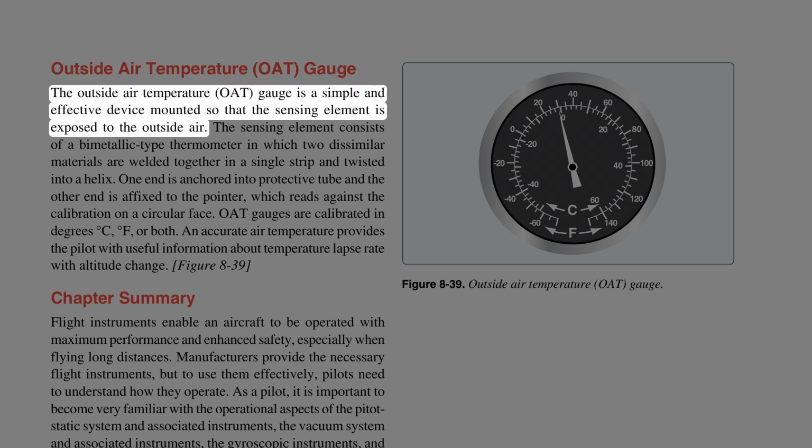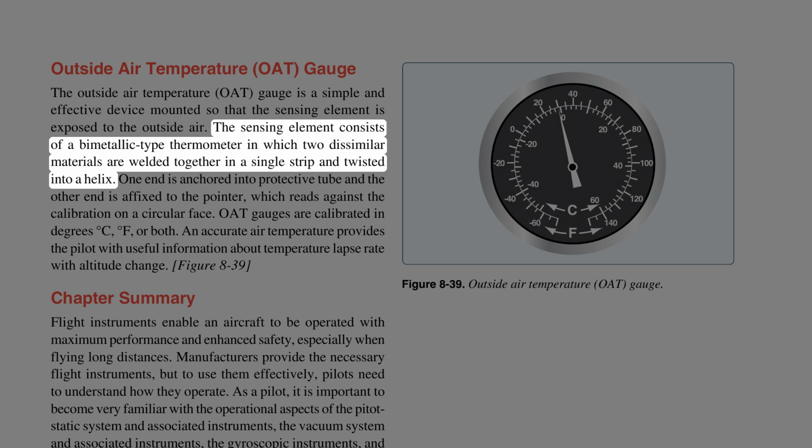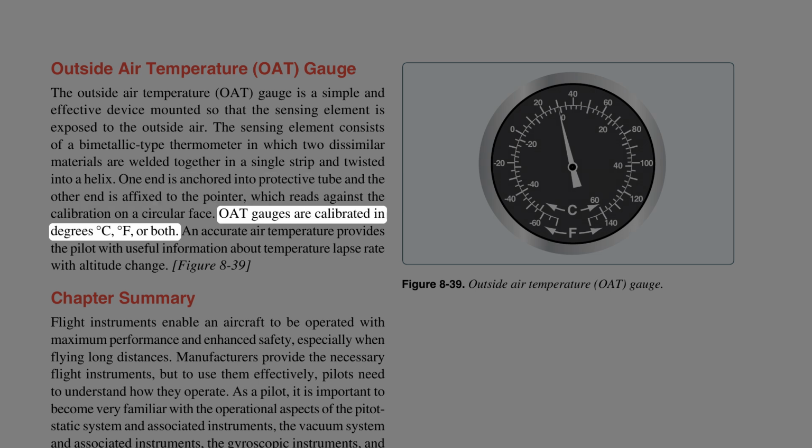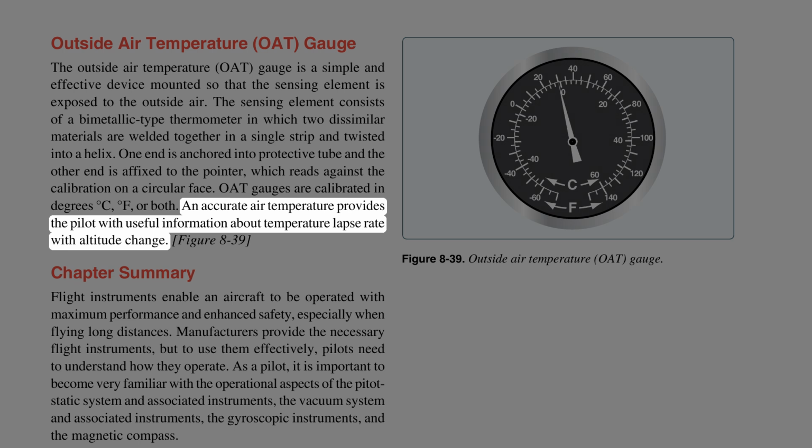The outside air temperature, OAT, gauge is a simple and effective device mounted so that the sensing element is exposed to the outside air. The sensing element consists of a bimetallic type thermometer in which two dissimilar materials are welded together in a single strip and twisted into a helix. One end is anchored into a protective tube and the other end is affixed to the pointer, which reads against the calibration on a circular face. OAT gauges are calibrated in degrees C, degrees F, or both. An accurate air temperature provides the pilot with useful information about temperature lapse rate with altitude change.